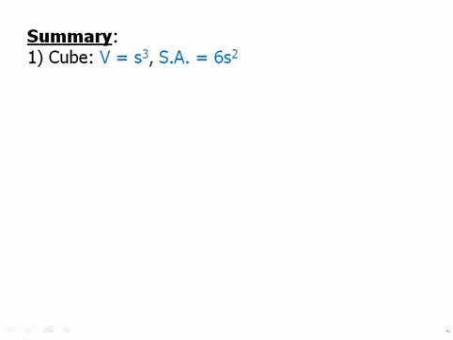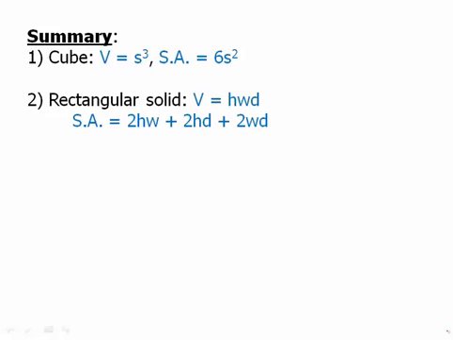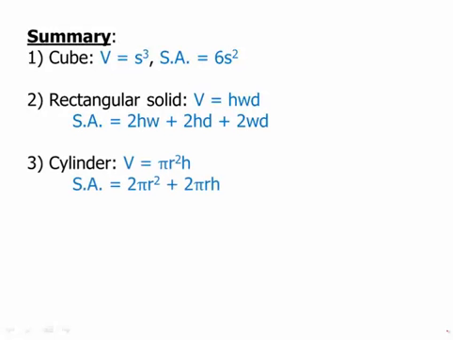In summary, for the cube, we have a formula for the volume, V equals s cubed, and the total surface area, 6s squared. For a rectangular solid, it's important to know how to find the volume as well as the surface area. And for a cylinder, it's very important to find the volume as well as the surface area.